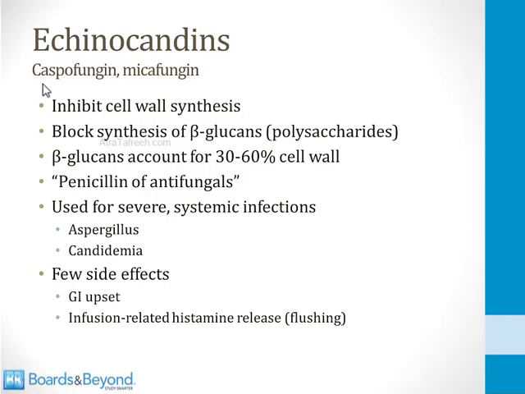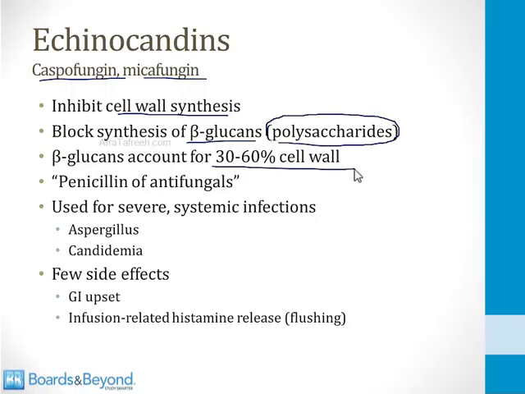Echinocandins include two important antifungal agents, caspofungin and micafungin. Both of these are inhibitors of cell wall synthesis. They block the production of beta-glucans, which are polysaccharides used in fungi. They make up about half the cell wall of fungi. Because of this mechanism, a lot of people call them the penicillin of antifungals. They only work against two fungi, Aspergillus and Candida, and they're reserved for severe systemic infections caused by either of these two agents. They have relatively few side effects.